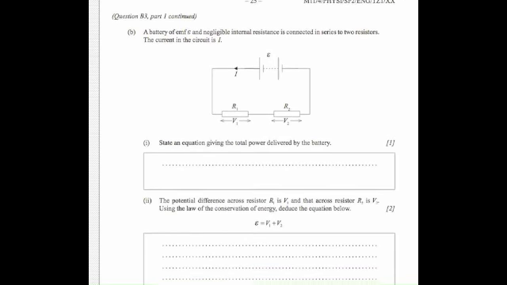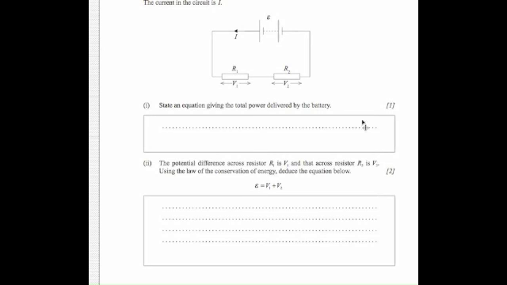Now, we need to state an equation giving the total power delivered by the battery in the circuit. Well, power is voltage times current, so it's simply the EMF times the current.